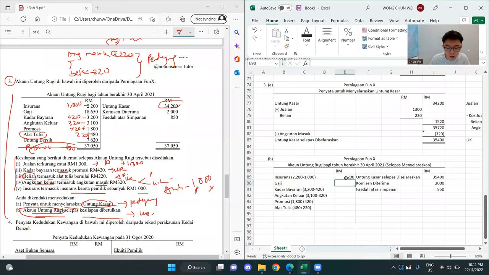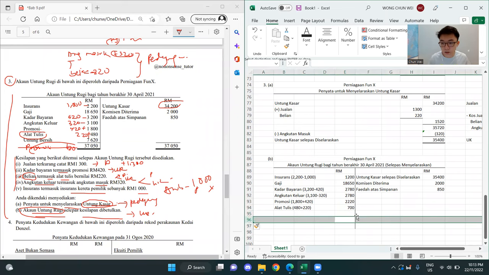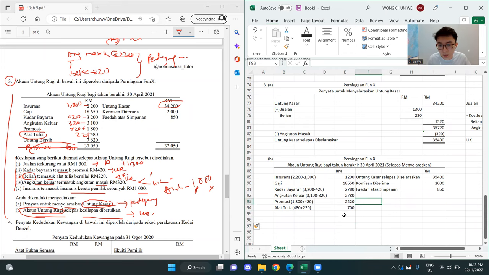1,200. Then the gaji is 18,650. And then 3,200 minus 420, you will get 2,780. And then 3,100 minus 320, you will get 2,780. Okay, both 2,780. Then the promosi 1,800 plus 420, you get 2,220. And then this one is 480 plus 220, you get 700. Okay, then lastly, after you get all these figures in, you jumlahkan and then you find your untung bersih.